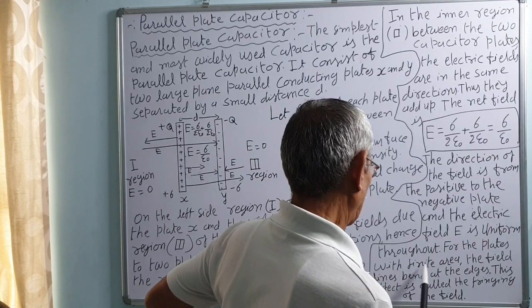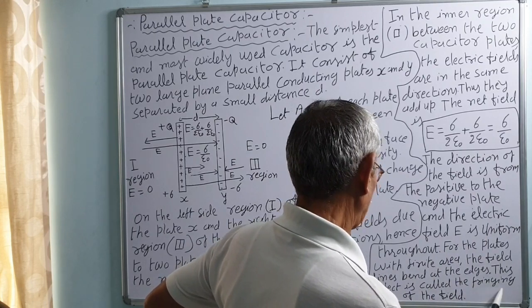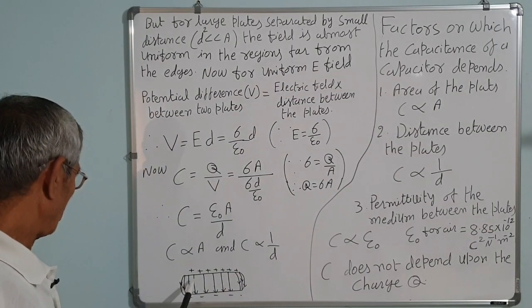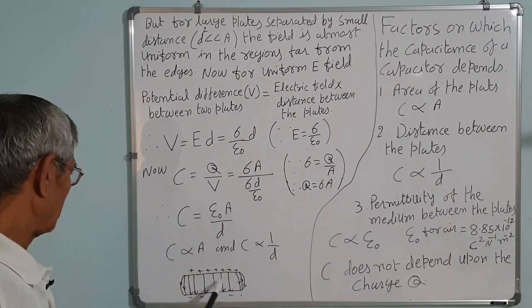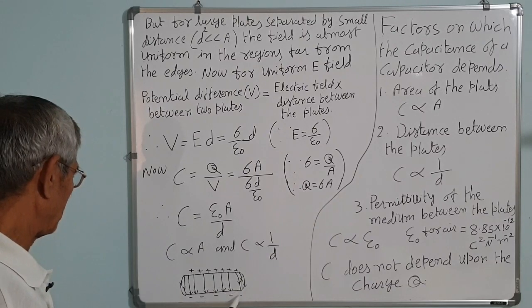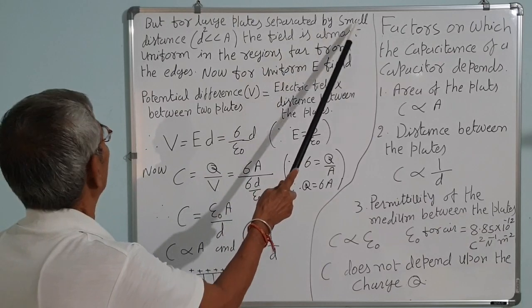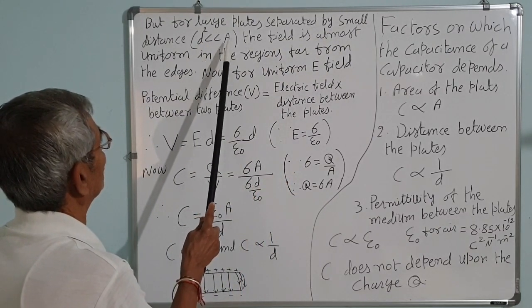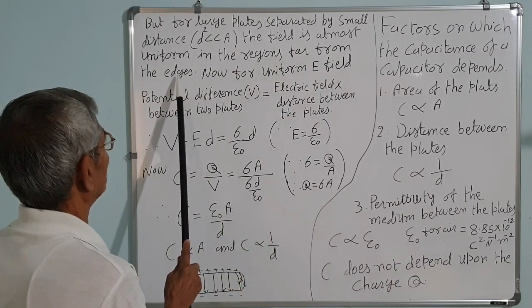For plates with finite area, the field lines bend at the edges. This effect is called the fringing of the field. For finite plates, the electric field inside is from positive to negative, but at the edges it fringes, that is, it bends as shown in the figure. But for large plates separated by a small distance d, where d squared is very much less than the area of the plate, the field is almost uniform in the regions far from the edges.